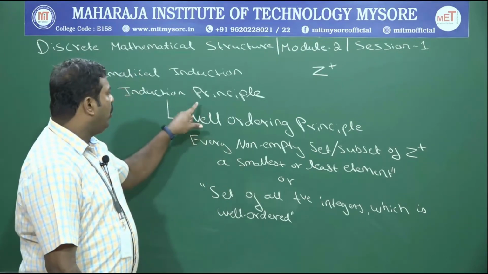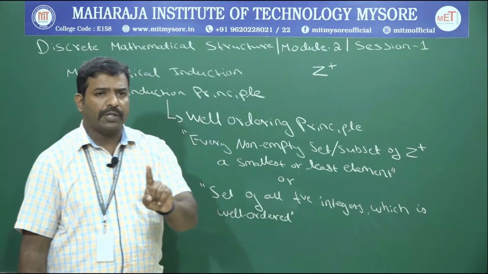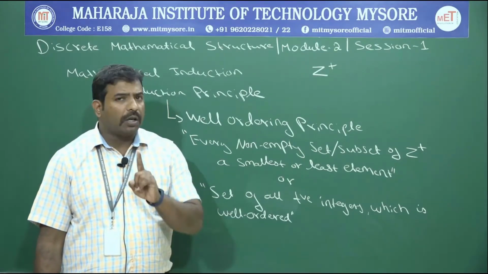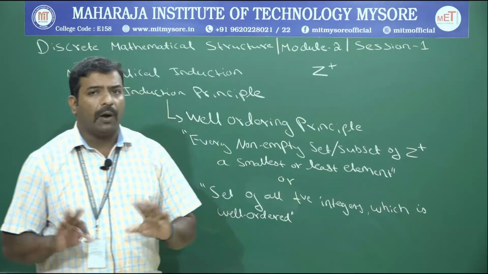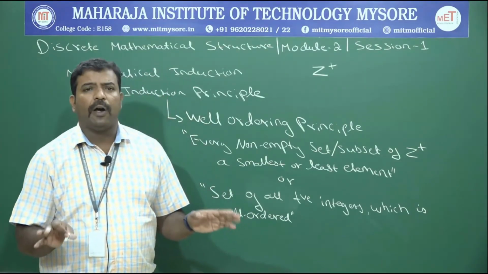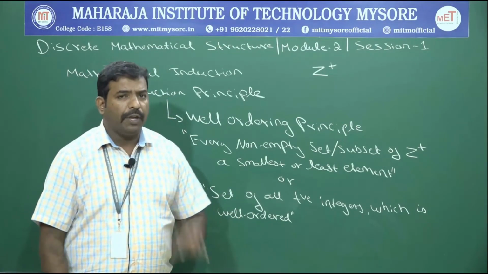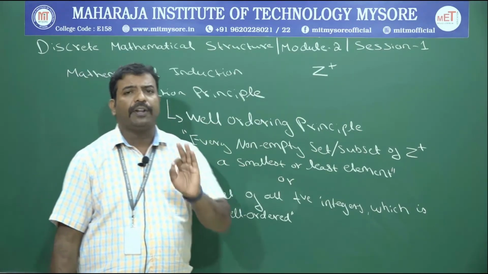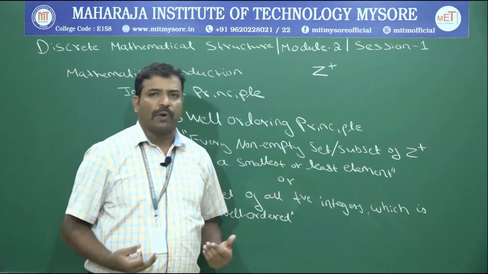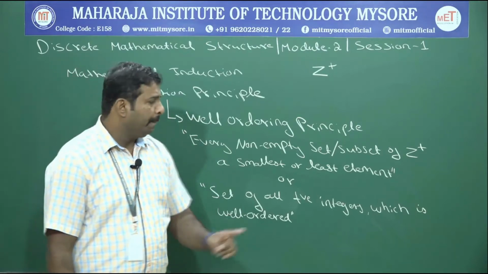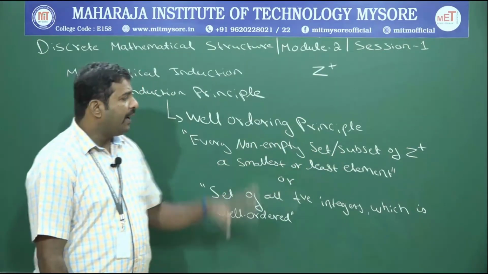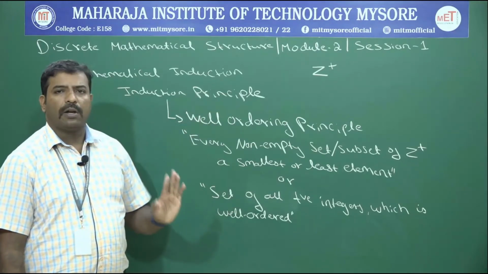Now if I take the induction principle, the first point is to make sure the set of elements from Z plus that you use is well ordered. It should obey the well ordering principle. If it does not, then you cannot make use of mathematical induction to prove whether the statement is true or false. This is the first condition: make sure whatever set of integers I take falls under the well ordering principle.